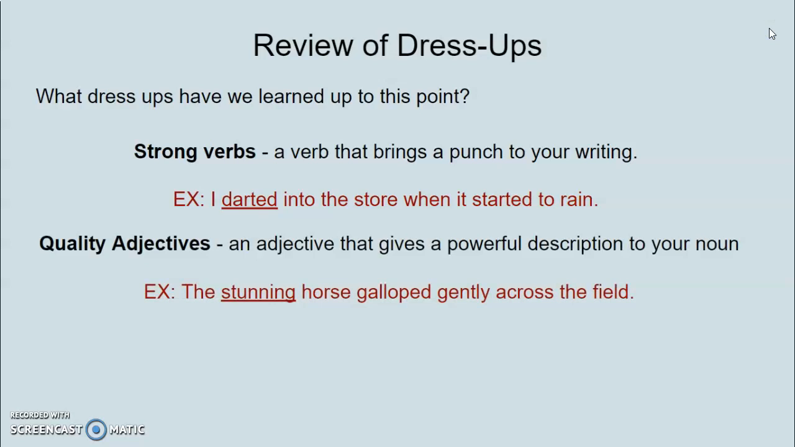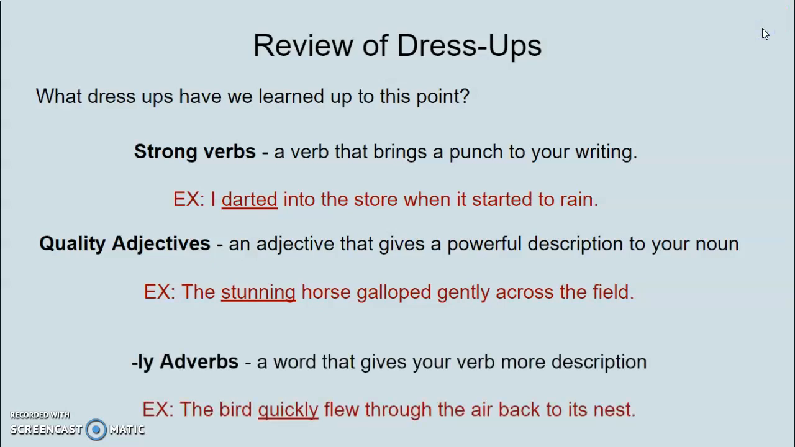Next, we learned about quality adjectives. And a quality adjective is an adjective that gives a powerful description to your noun. Remember, adjectives describe nouns. So the example I gave is the stunning horse galloped gently across the field. So I looked for my noun. In this case, I looked at horse and I tried to figure out a word that would give you a good description of what kind of horse it was. It was stunning, beautiful. So looking at words that make your nouns more visual will help with your writing.